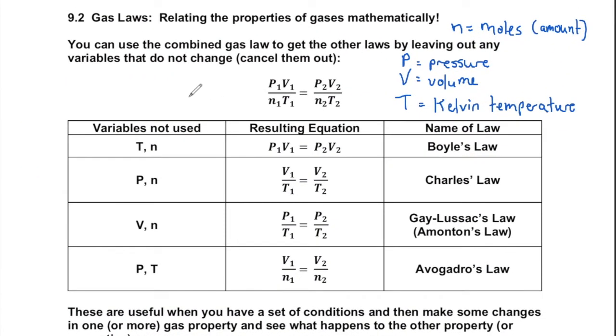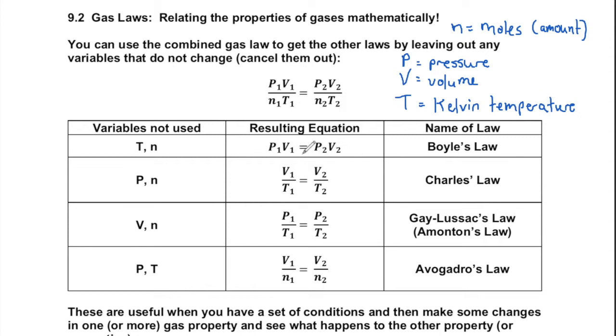Gases have four main properties that they need to characterize their behavior. P is the pressure, V is the volume, T is the temperature, and for it to be proportional, it has to be in Kelvin, and then N is the amount of gas, and that is given in moles.